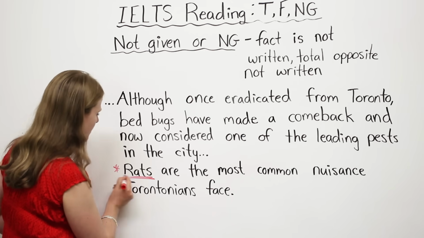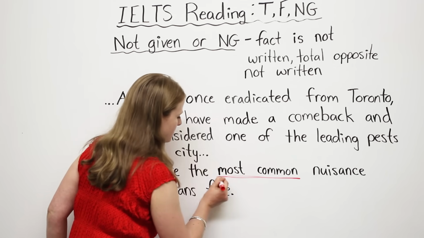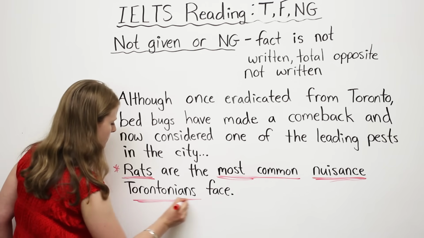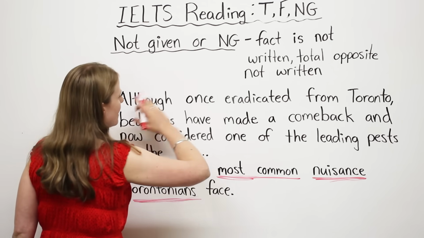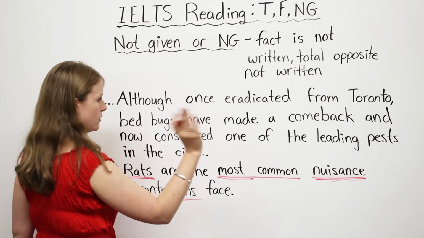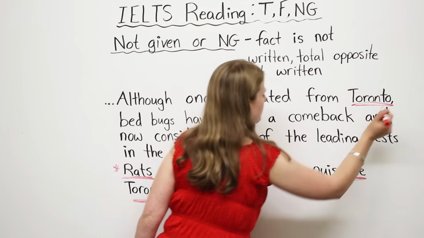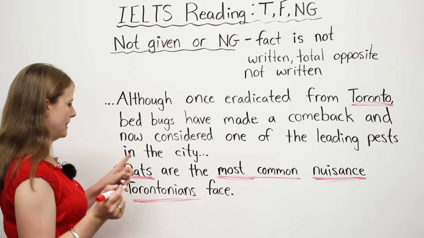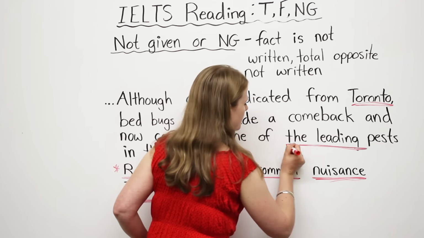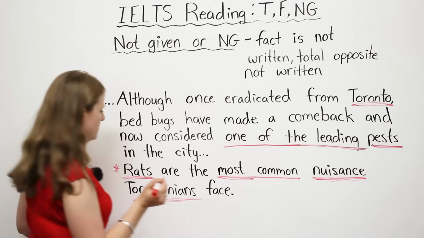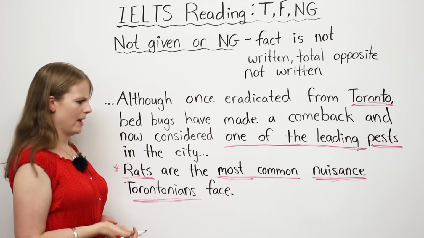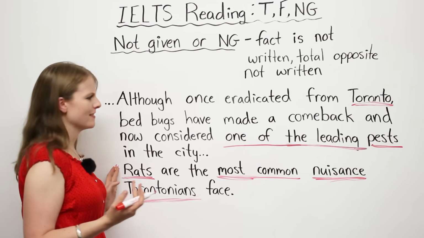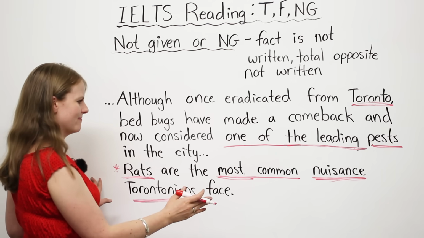Okay, well, first let's underline rats, most common nuisance, and Torontonians. So these are the keywords. So I'm going to scan. Although once eradicated from Toronto, okay, so see the word Toronto. Bed bugs have made a comeback and are now considered one of the leading pests in the city. Okay, so this talks about bed bugs. This talks about rats. I don't see anything here about rats.